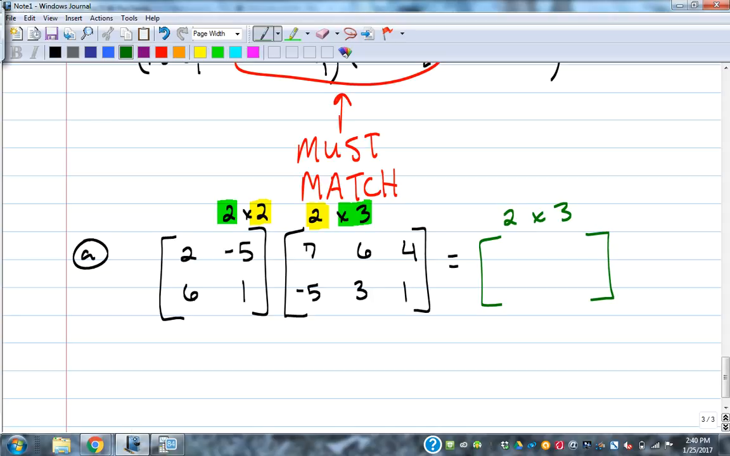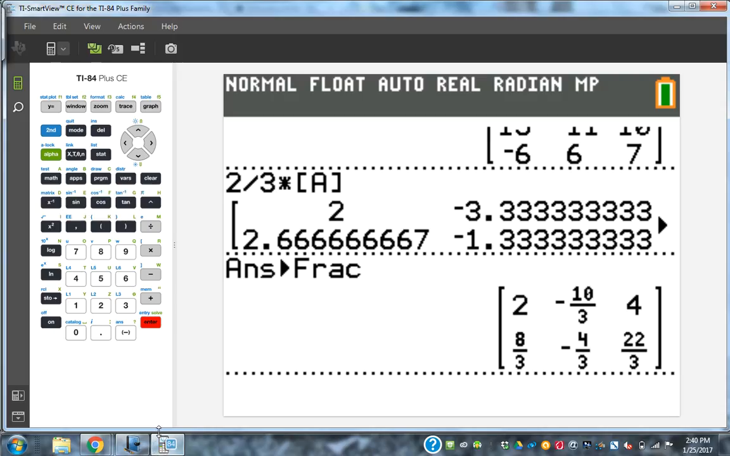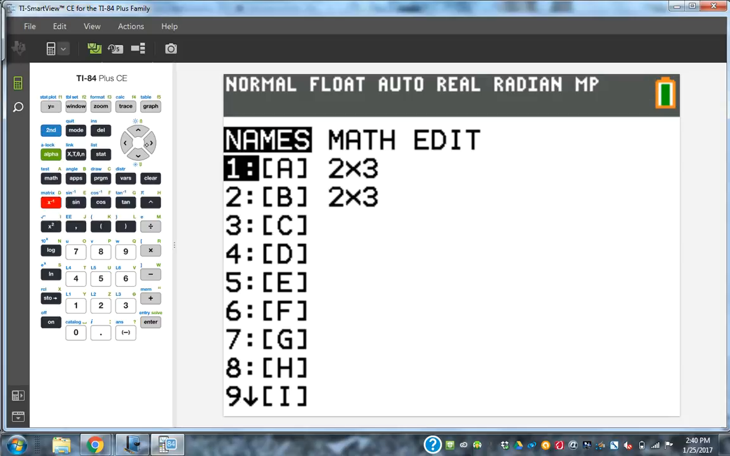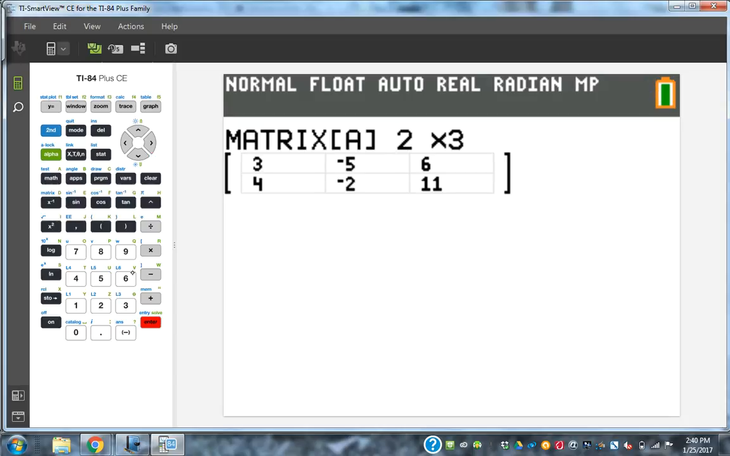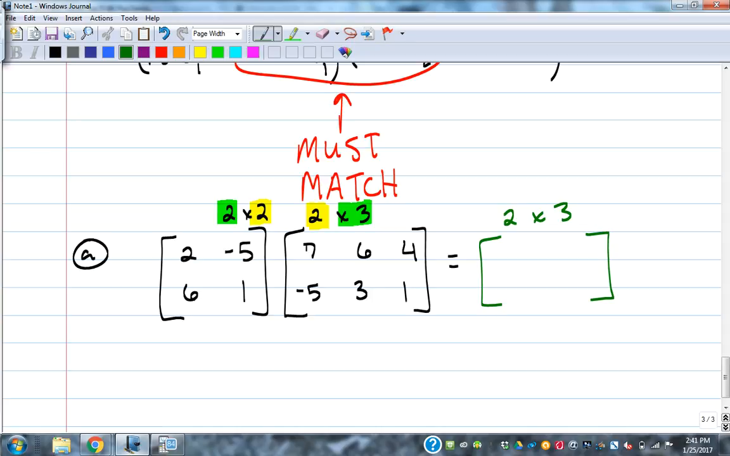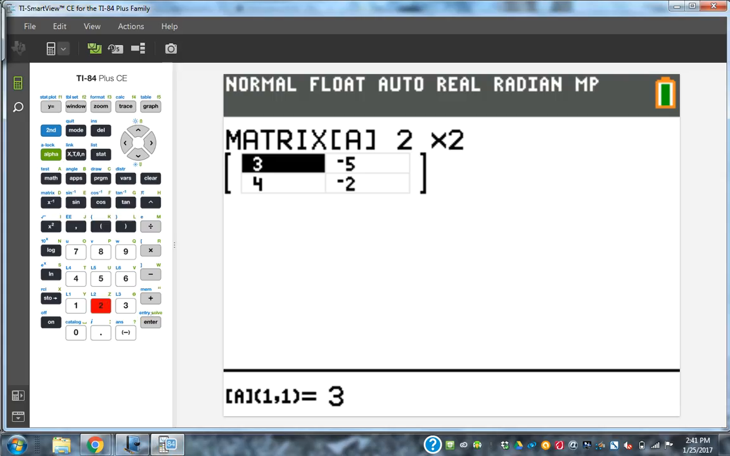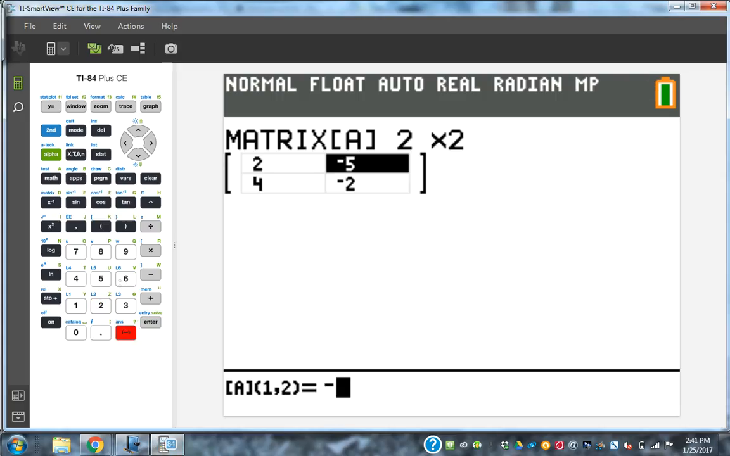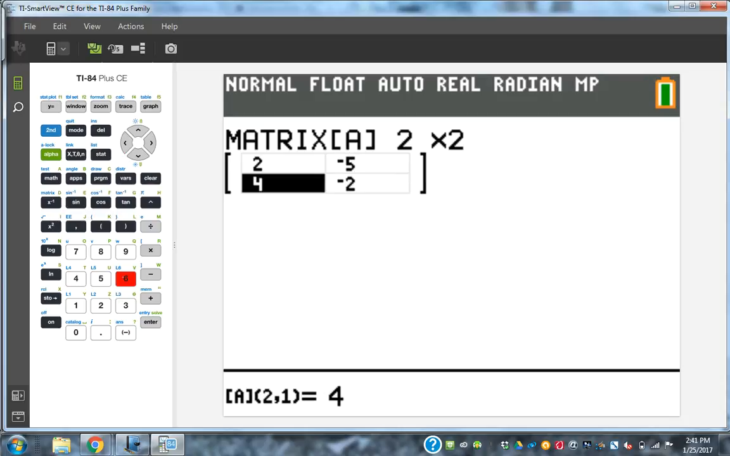Okay. 2, -5, 6, 1. Second matrix. Go over to edit, hit enter, and then put your dimensions of your first one in. So this is matrix A, so it's 2 by 2. I've got to remember 2, -5, 6, 1. 2, -5, 6, 1.